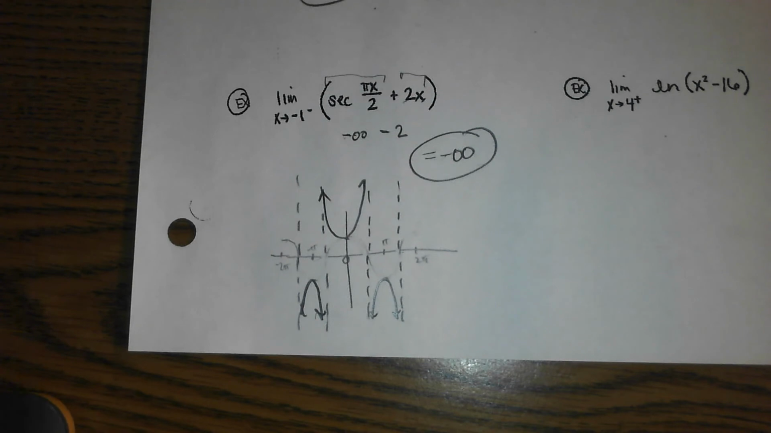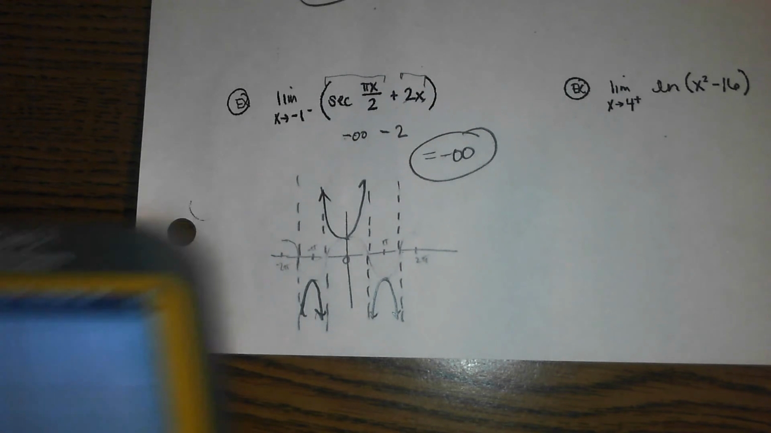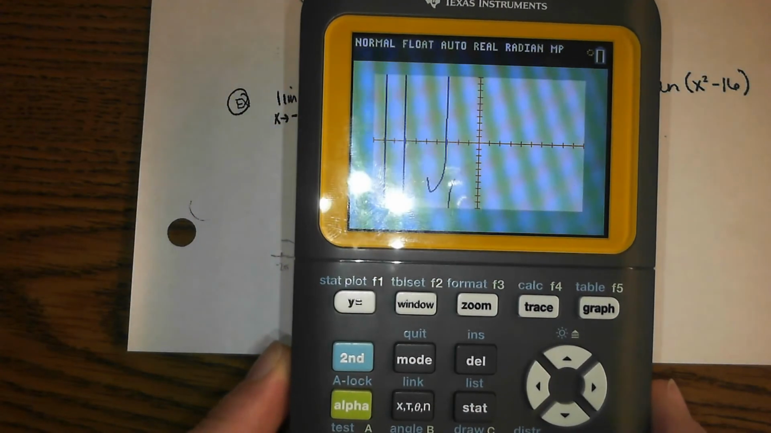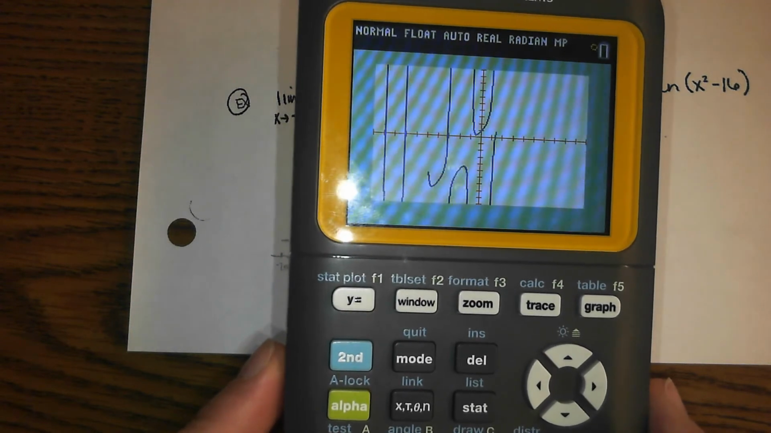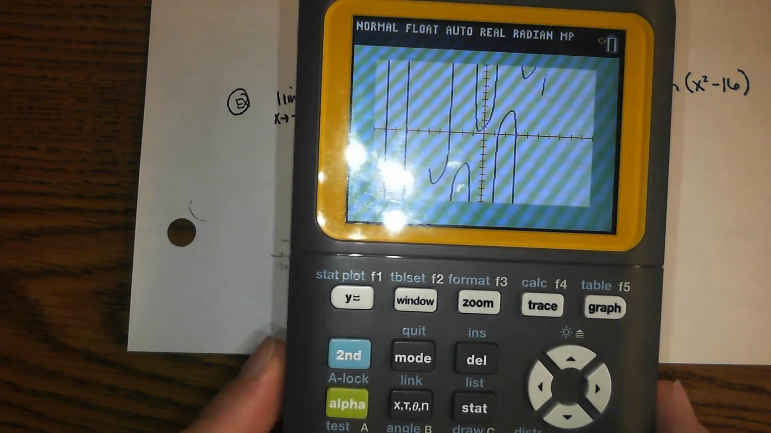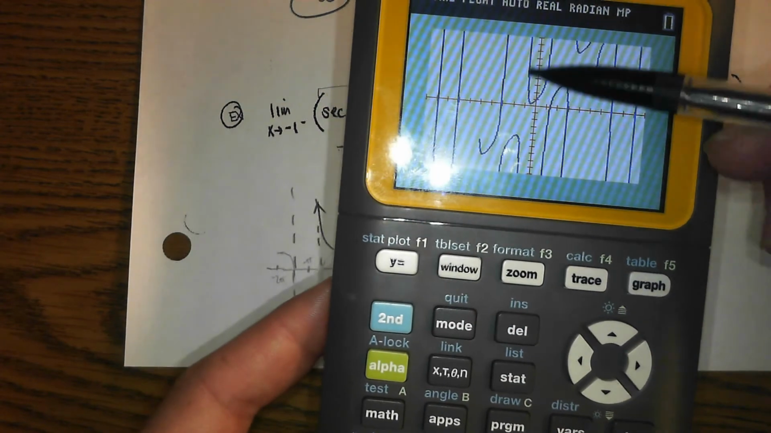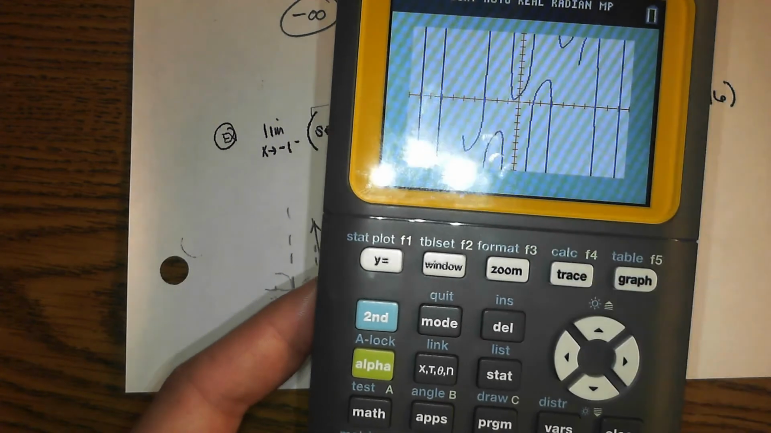One over the cosine of pi x over 2 plus 2x. You ready for this? Oh dear. That is a funky looking graph. The fact of the matter is, here's -1. From the left, negative infinity.